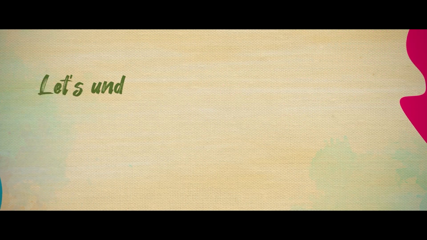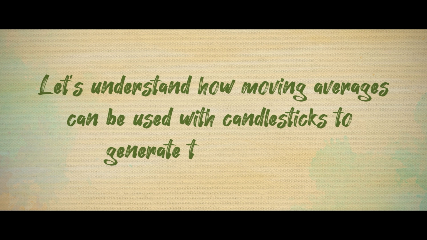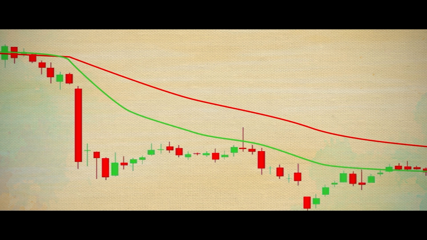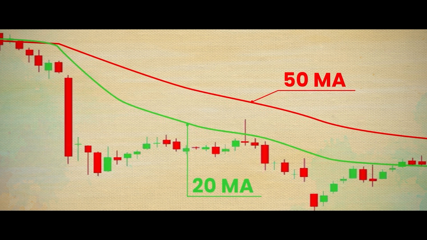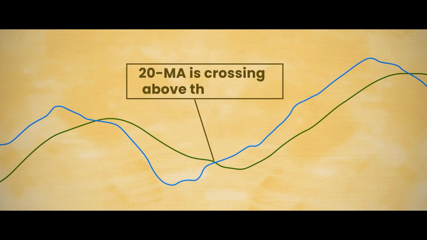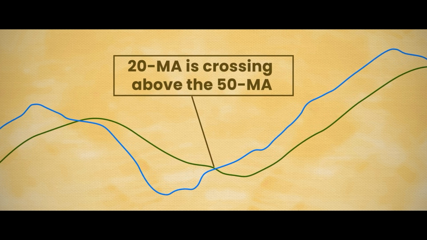Come on guys, let's understand how moving averages can be used with candlesticks to generate trading signals. Here we have taken an example of the 20-50 moving average pair. The green line is the 20 MA and the red line is the 50 MA. In fact, 20 to 50 is the most common MA used by traders. And what do their relative positions indicate? Good question. So, if a 20 MA is crossing above the 50 MA, the trend is considered up and a trader can participate in the up move on every retracement with candlestick confirmation.